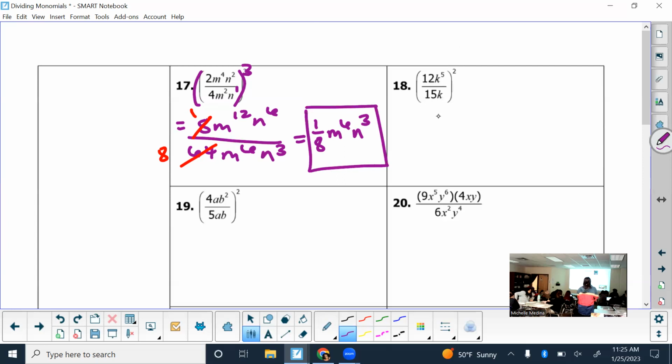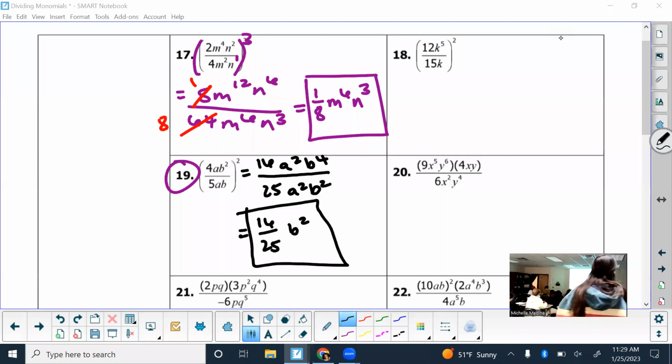All right, so using that same logic, I'll have you guys try 19 now, because that one's pretty similar to the one with the 6. So if you did every step correctly, then your final answer would be 16 over 25 and b squared.